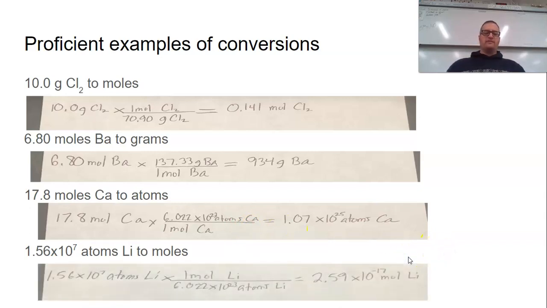The last one down here, if we're starting off with atoms going to moles, I have my number of atoms on the bottom, which has my Avogadro's number next to it because that's what goes next to particles, with 1 mole on top. Because I see it's on the bottom, I'm going to divide.